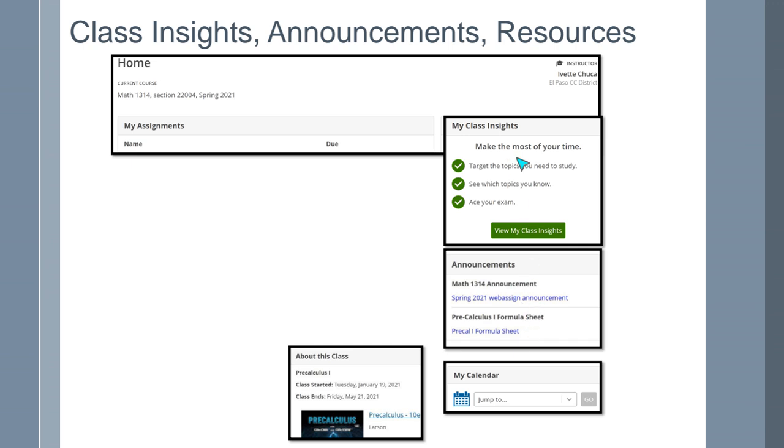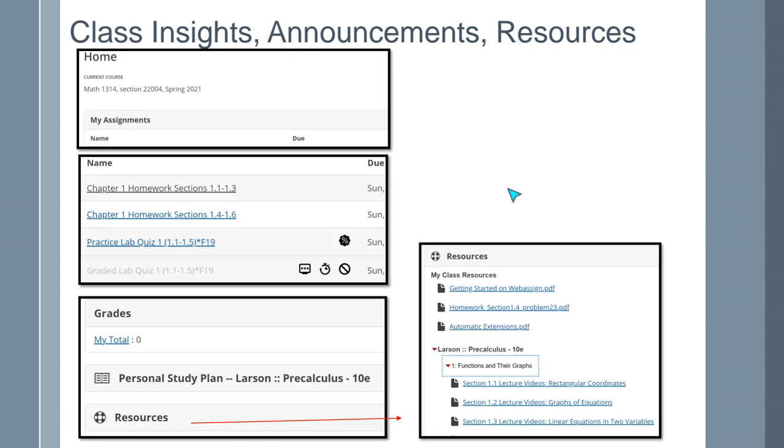You also have something called Insights. You can click on this, and this is just going to give you insights on how you're doing and give you a chance to practice a little bit more. On the left side of the screen, you're going to see your assignments are listed. And then towards the bottom, you're going to see something called Resources.